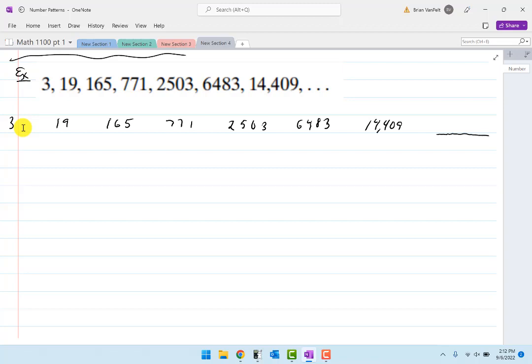Alright, let's start doing our subtractions. 19 minus 3 is equal to 16. 165 minus 19 is 146. And then you'll probably very quickly get to the point where a calculator is needed, so I'm going to grab mine right now.